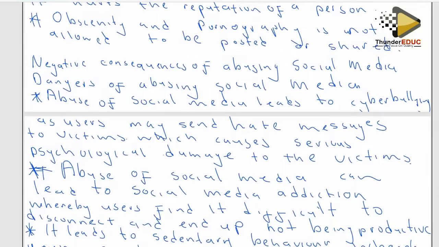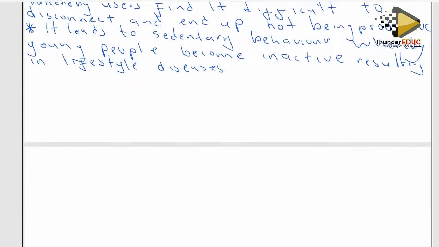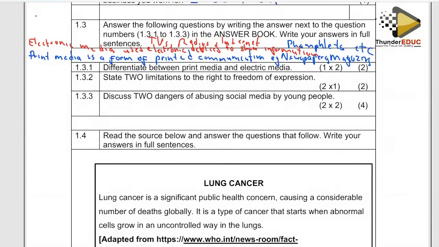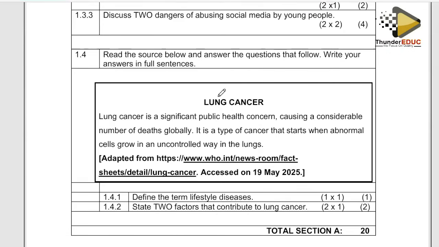Need to move on for 1.3.3, rather, 1.3.3. Moving on to the next question. Actually, we are moving on to section B, which I said is a compulsory section as well. So we have exhausted this one, the 2 dangers of social media by young people. So 1.4 requires us to read the source below and answer the questions that follow. Write your answers in full sentences. So we do have a case study which has been provided there. This is a case study on lung cancer.